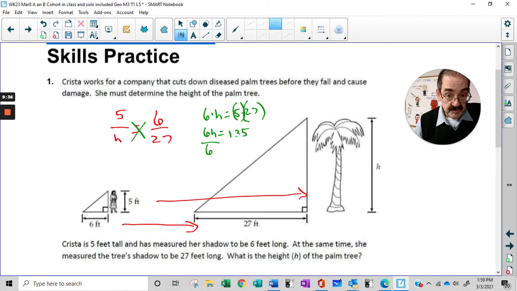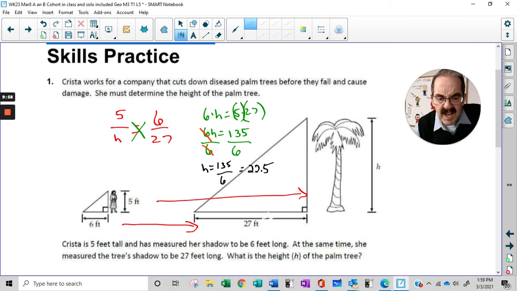What's the opposite of multiply? Yes, chant it out. I love it. H is equal to 135 over 6. All right? Let's give that a try. 135 divided by 6, 22.5. Okay? Any of these would have worked. Okay? And what are we talking? Feet? Feet.